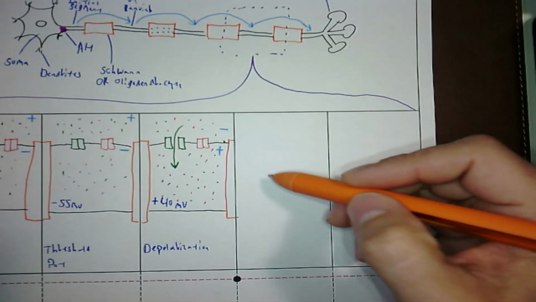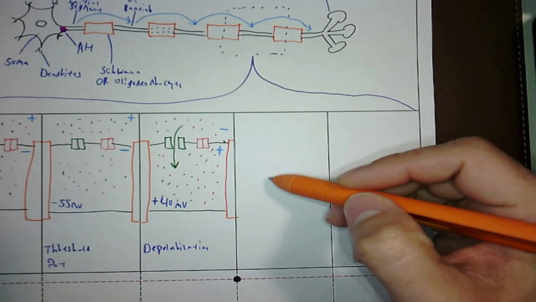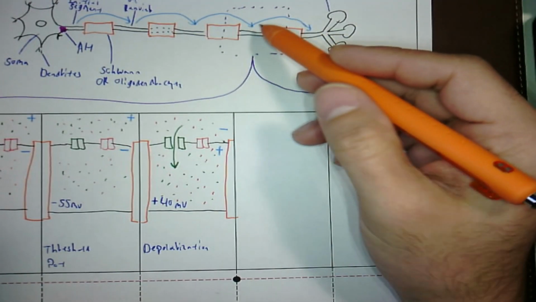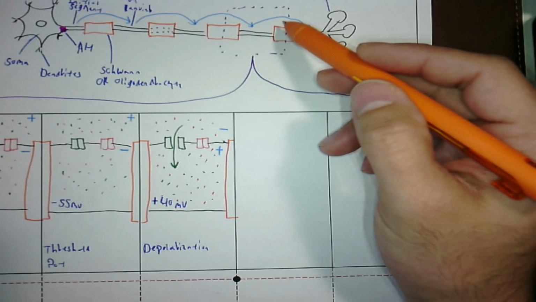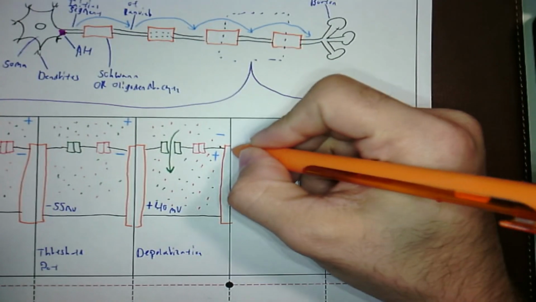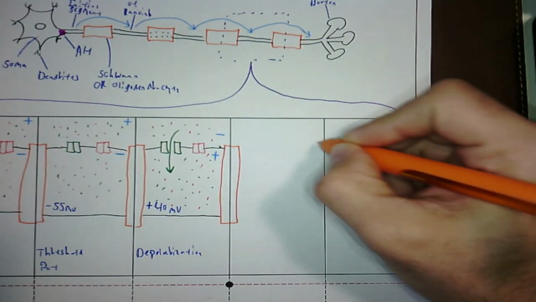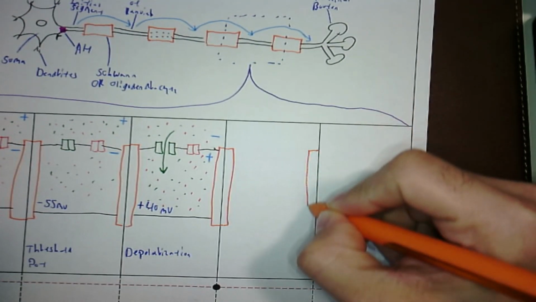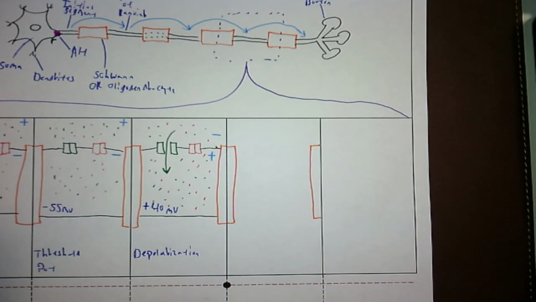Okay, so now we're going to go to this fourth panel, and here we're going to basically show what is happening at this node after it's depolarized, after it's basically continued the message. So we're going to start with our myelin bread.